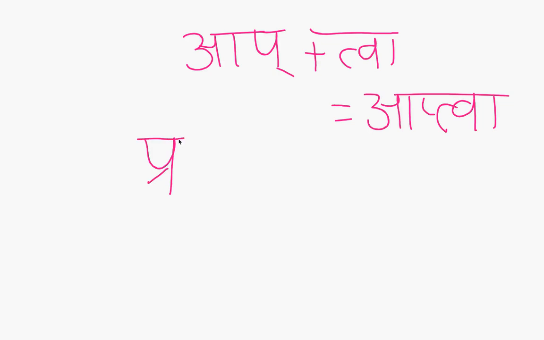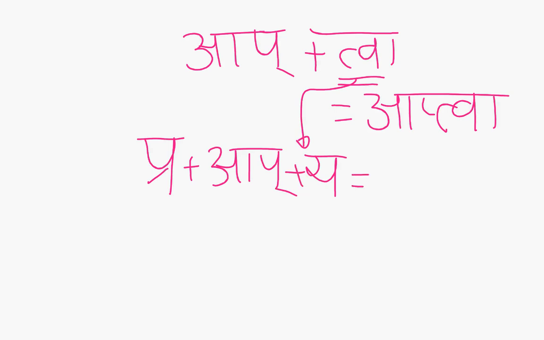Then if you add pra upasarga, in place of tva we cannot add tva. We have to add lep. So pra plus ap plus ya. Now what? Prapya. Some of the words look more familiar than others. For example, this prapya I have read somewhere, but not this aptva, because in language the more common one is prapya. Gramam prapya patati. Vidyalayam prapya likhati, like that. Apta is there, but not as common as prapya.